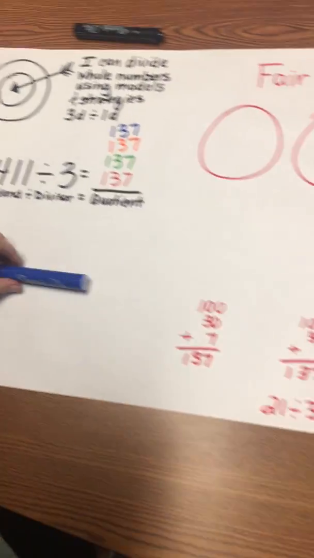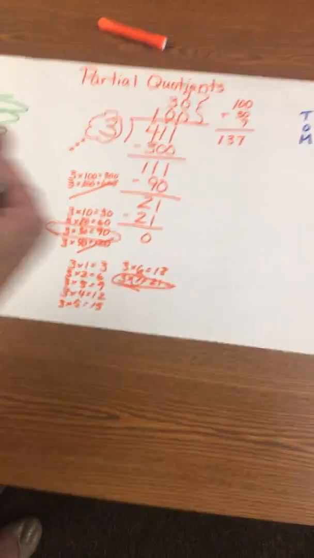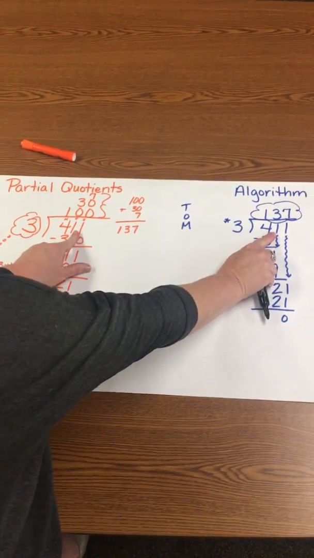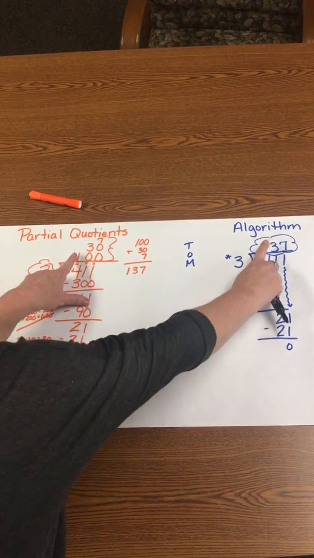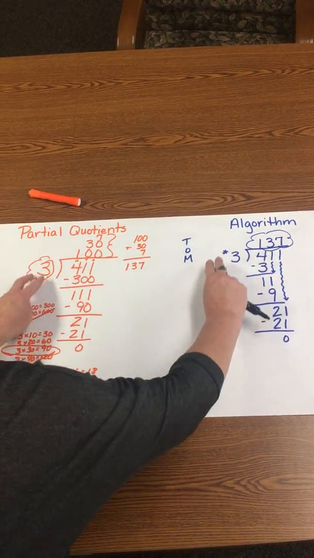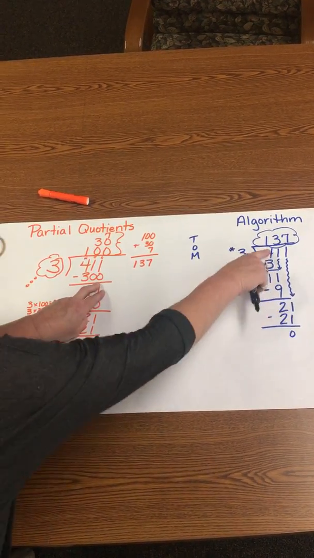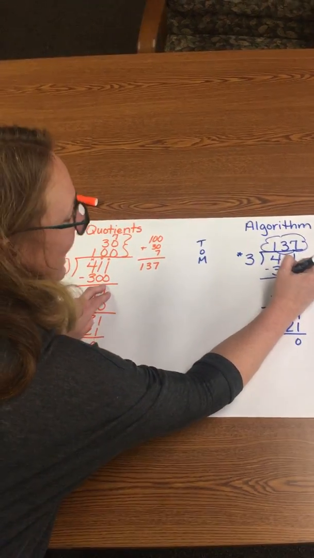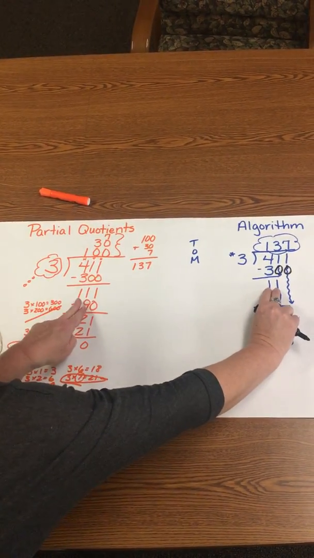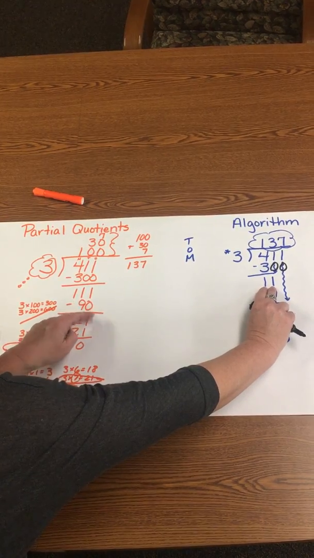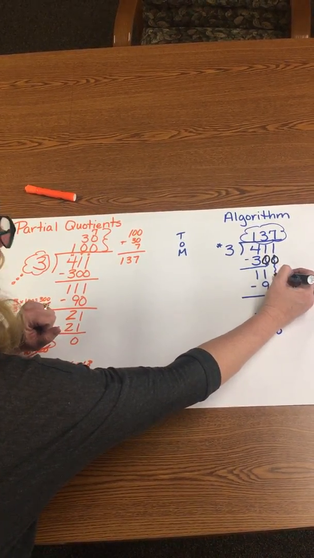Now, let's look at how the partial quotient and the algorithm are the same. What do you see here? 411 divided by 3. When I did my hundreds, when I put my hundreds into 3 equal groups, look, I have 300 here. This 3 is in the hundreds. That means it actually means 300. When I subtracted, I got 11 in the tens. Now, when I brought this down, that actually means I had 111 there.